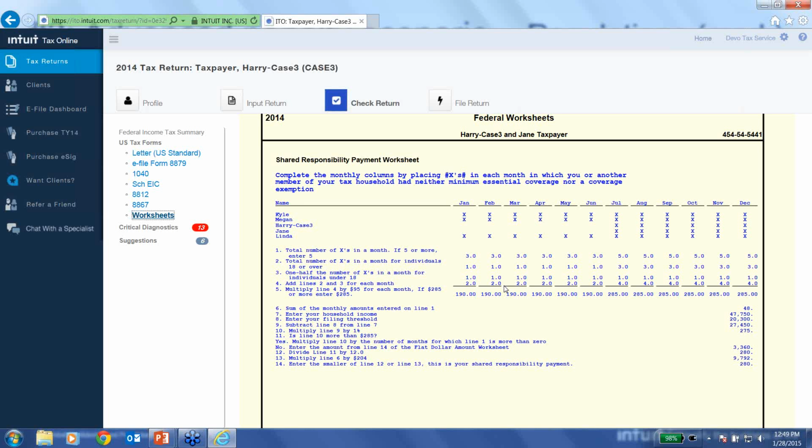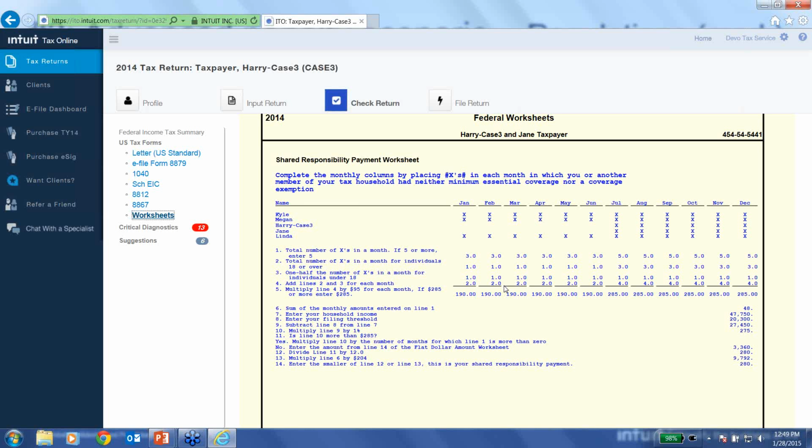So January through June, we're going to punch in 3s. That's the 3 kids who didn't have coverage, and then July through December would include the adults as well. So we're going to have 5s across the board. And then line 2 asks for the people over 18 from line 1. We're going to have 1s January through June because the oldest child was over 18, and then we're going to have 3s for the rest of the year because the parents come in.